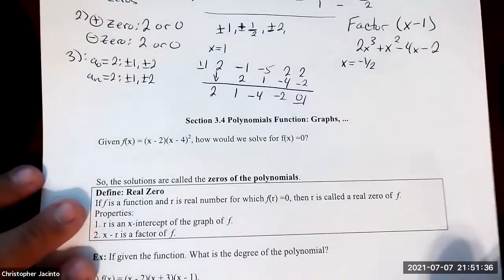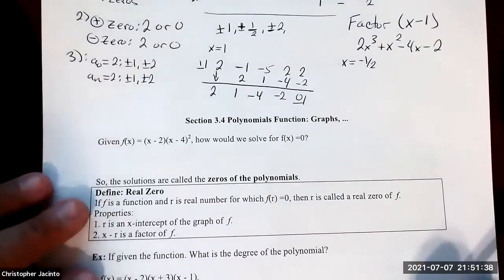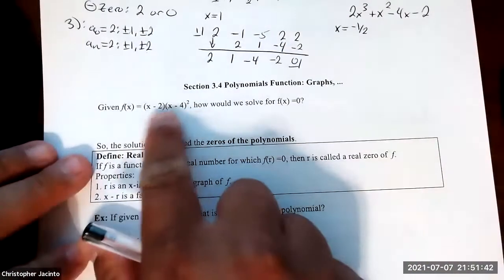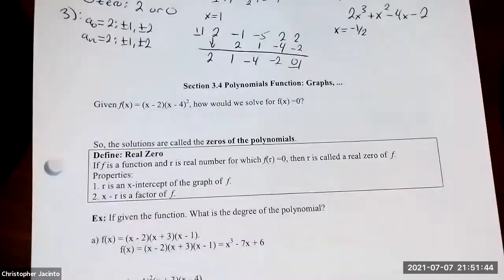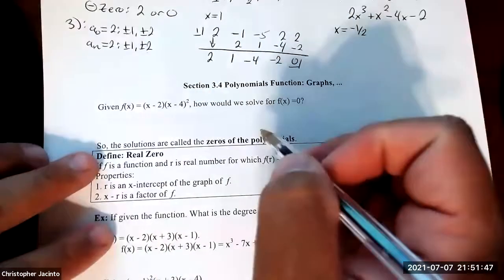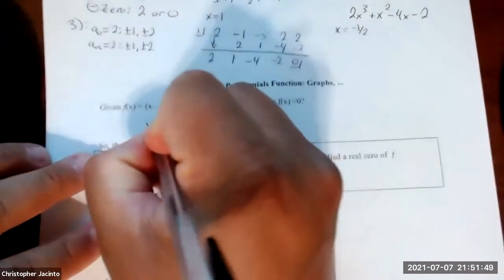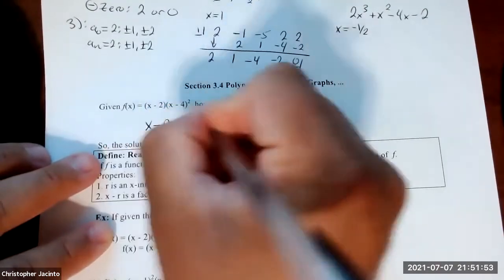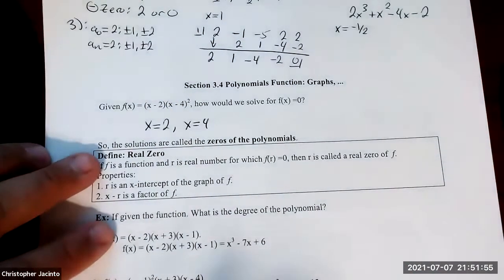Section 3.4, graphing polynomial functions. Like I said, let's assume we're starting already broken down. We already talked about this before: how do you solve for 0? You set each factor equal to 0 and solve for x individually. So x equals 4, x equals 2, that's what happens.